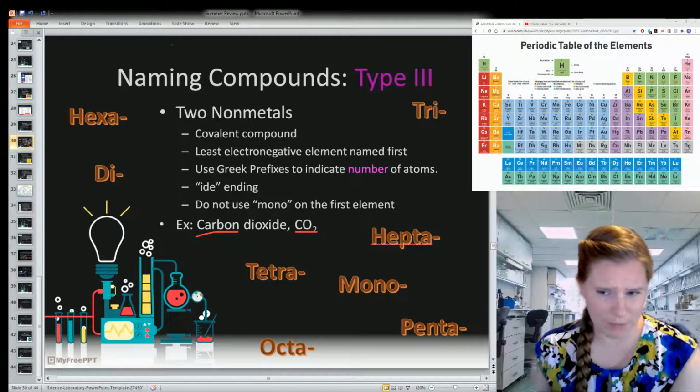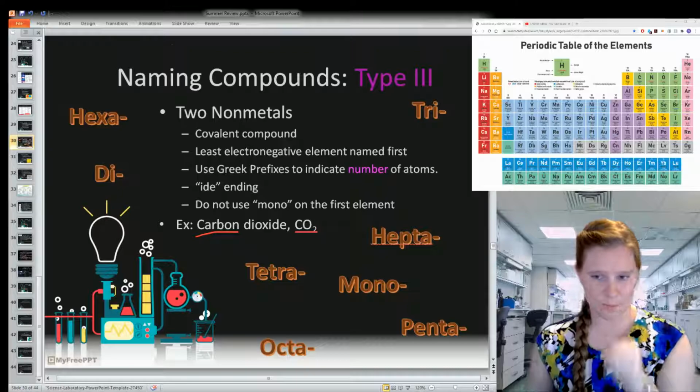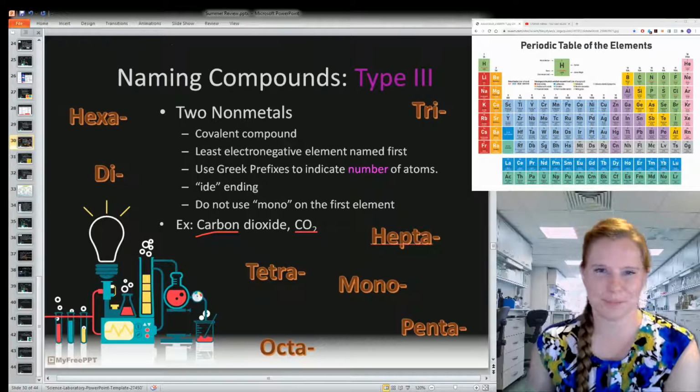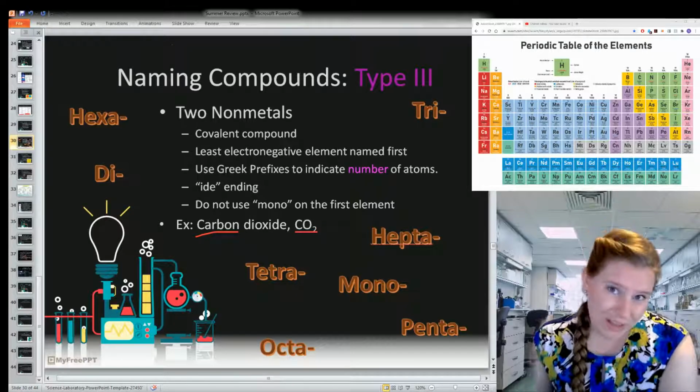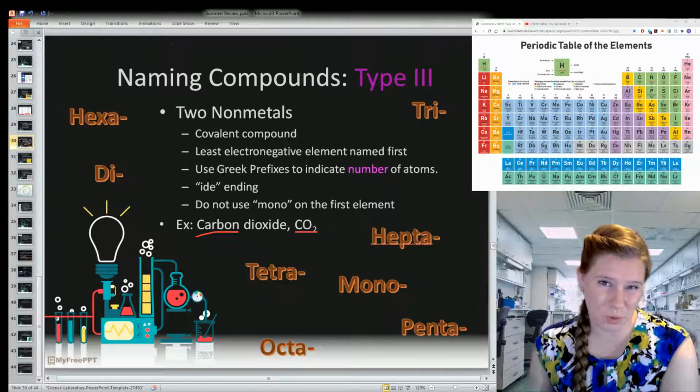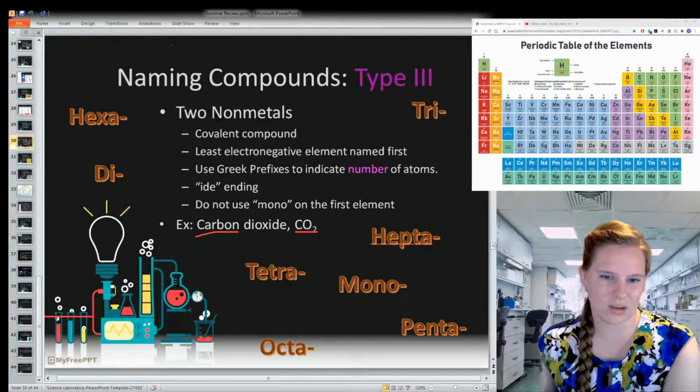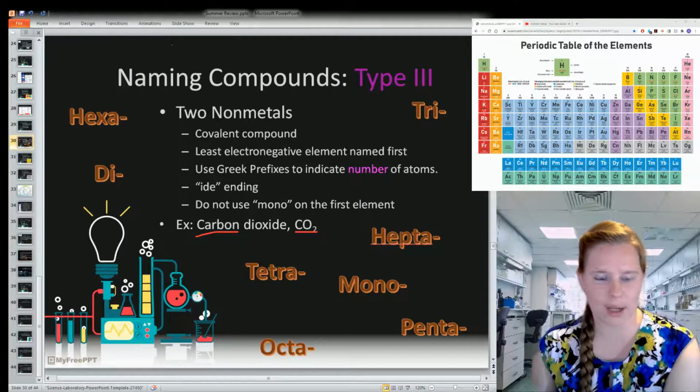Why isn't it monocarbon? Don't use mono on the first element. If you don't put it there, then we're just going to assume it's there. Okay, so just don't say monocarbon dioxide, just say carbon dioxide.